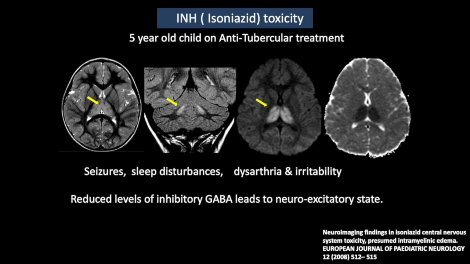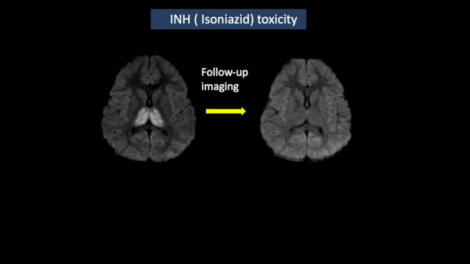On MR imaging, symmetrical T2 or FLAIR hyperintense signal changes are noted with diffusion restriction involving the thalami and dentate nuclei, and can often mimic metabolic, para or post-infectious etiologies and osmotic demyelination. The thalamic and dentate signal changes are due to intramyelinic edema that reverses after discontinuation of medication.